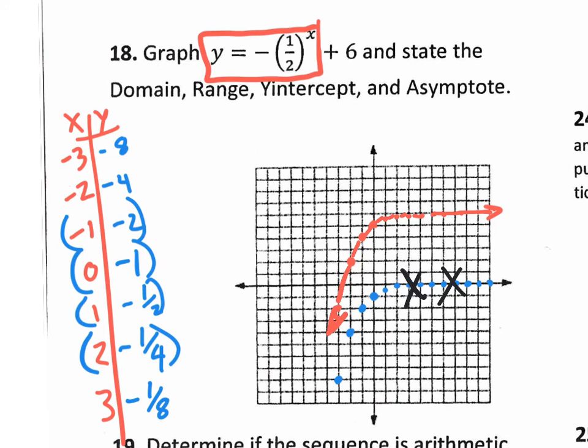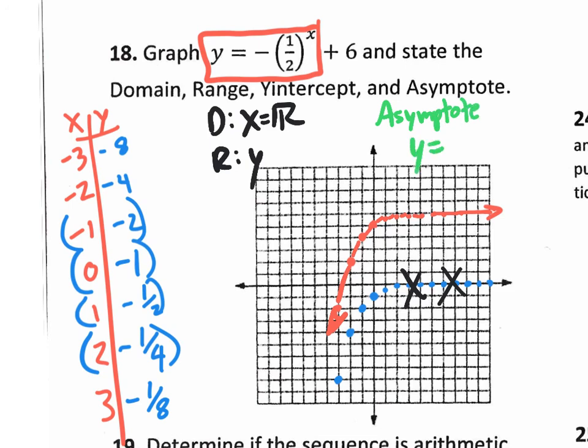So once again, easy points. The domain of any exponential growth or decay function is x equals all real numbers. The range is the y values that are above or below your asymptote. In case you forgot, your asymptote is y equals k, but in this case y equals 6 because your k value is 6. And that makes total sense because this graph infinitely approaches the y equals 6 line. That's your asymptote.